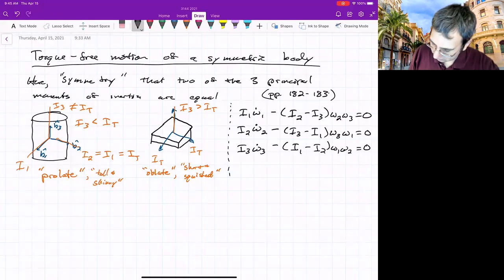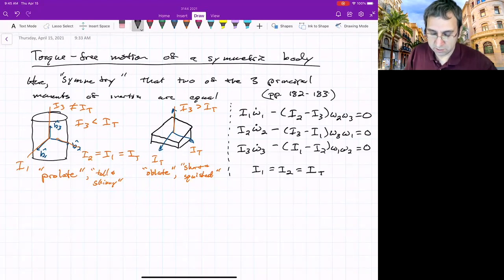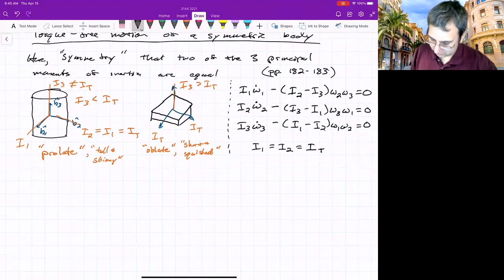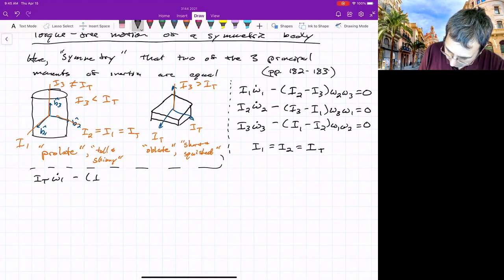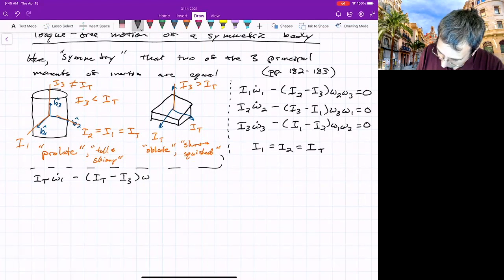Okay, so if we specialize to this case that I1 equals I2, and we'll call them both IT, transverse, then what happens here? Let's just write it out. So I'll write it down here. IT omega 1 dot minus (IT minus I3) omega 2 omega 3 equals 0.